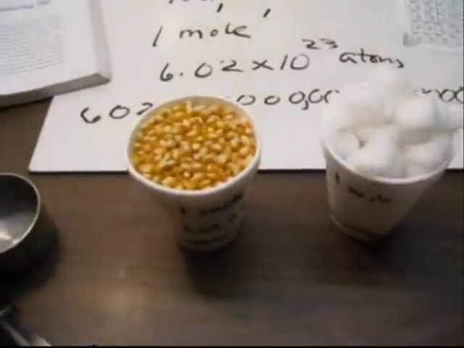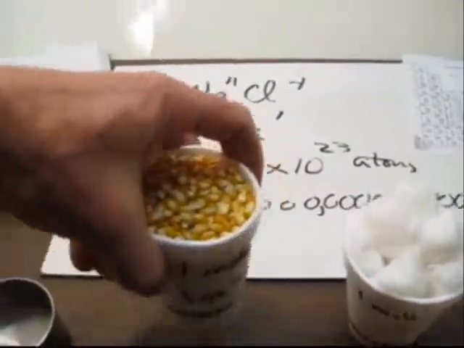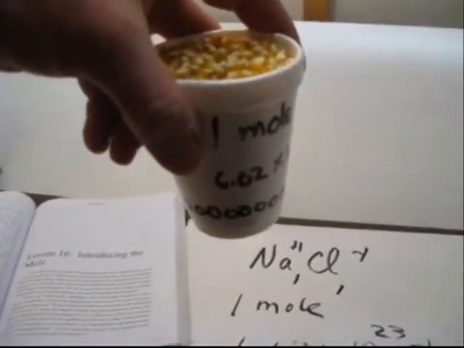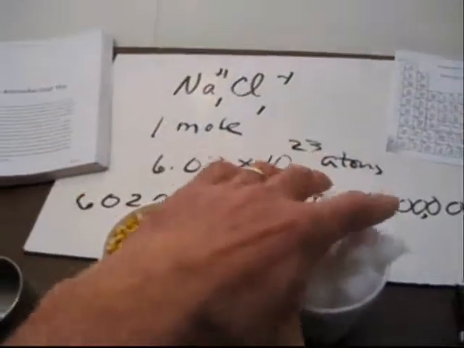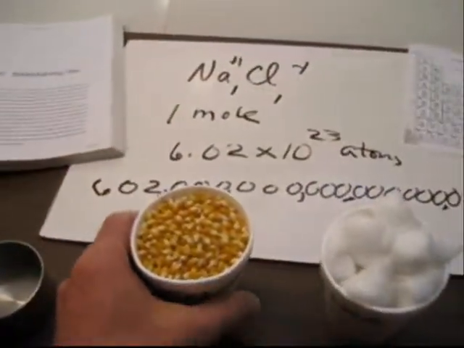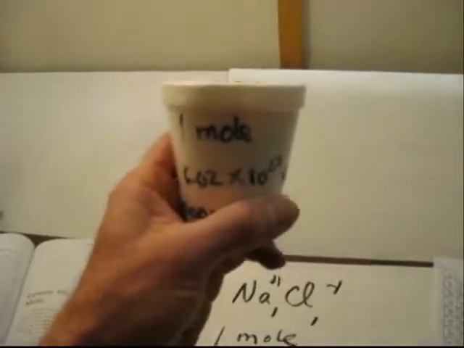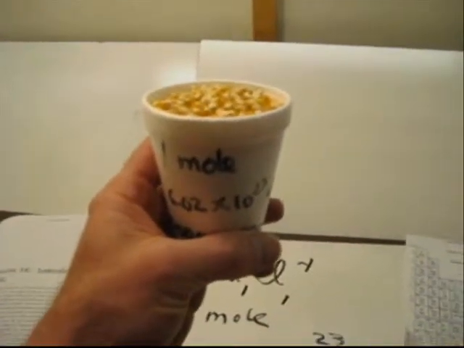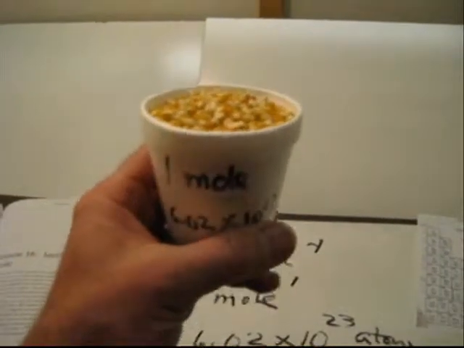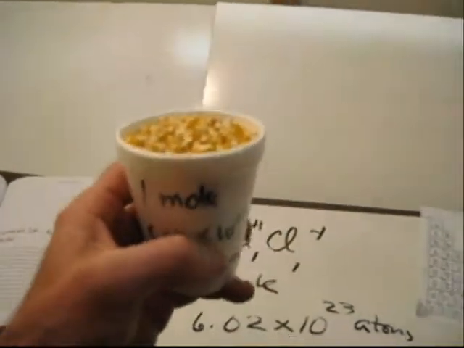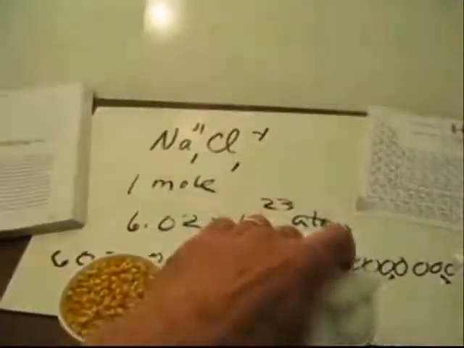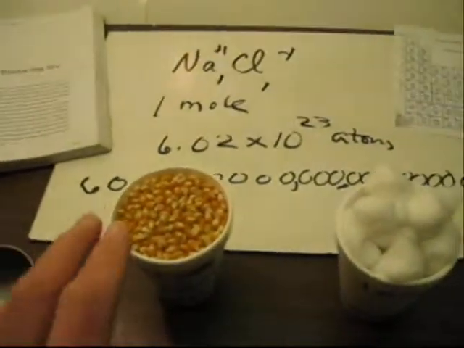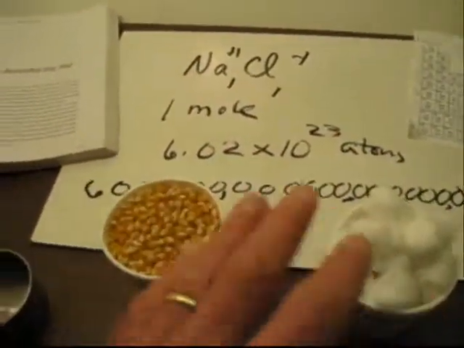Okay, now the next big point to make with this demonstration is the mass of each of these different elements. Now obviously we've chosen a very dense substance for one and a very low density one for the other to show your students that while we have the same number of atoms of each element present, they don't have the same mass. They don't weigh the same. A mole of popcorn has a much greater mass than a mole of cotton balls does here.